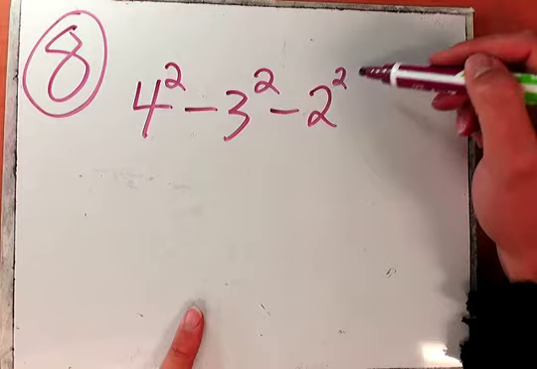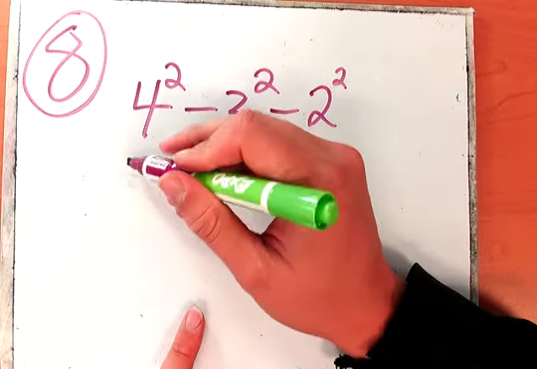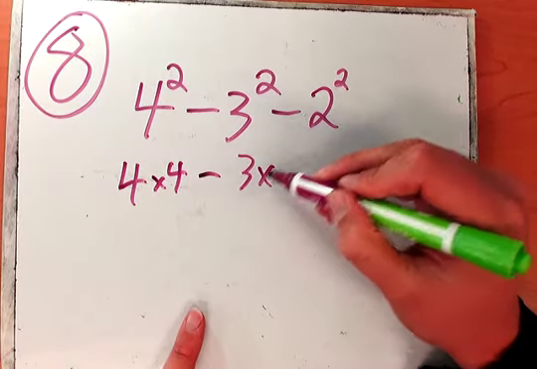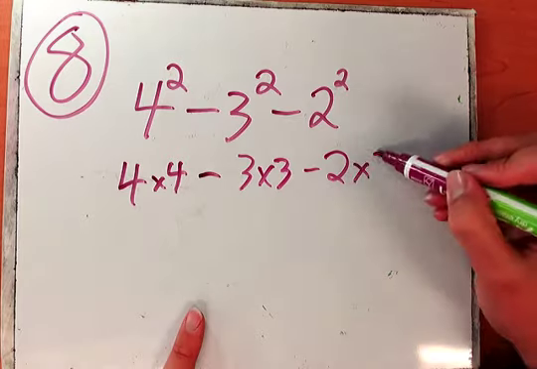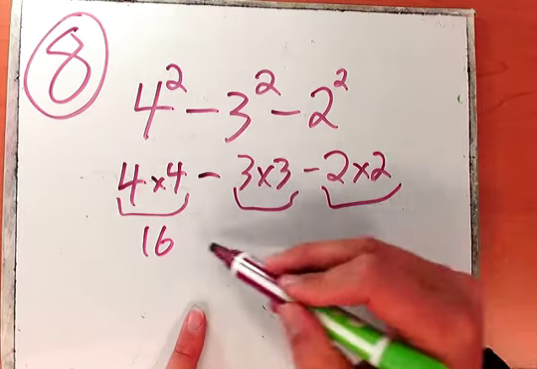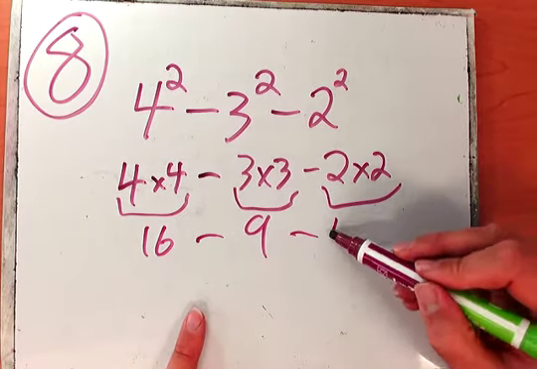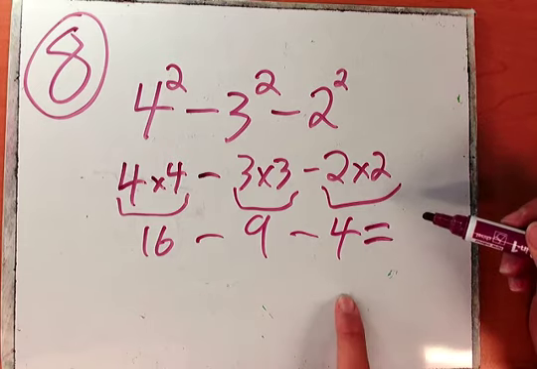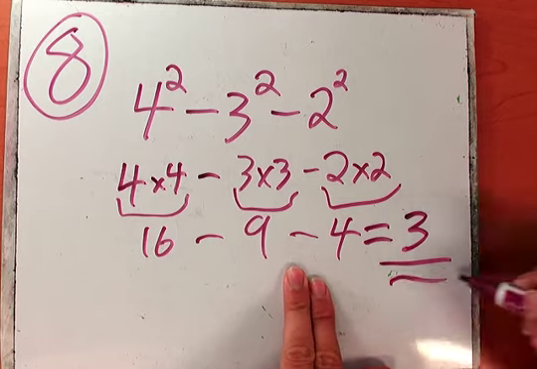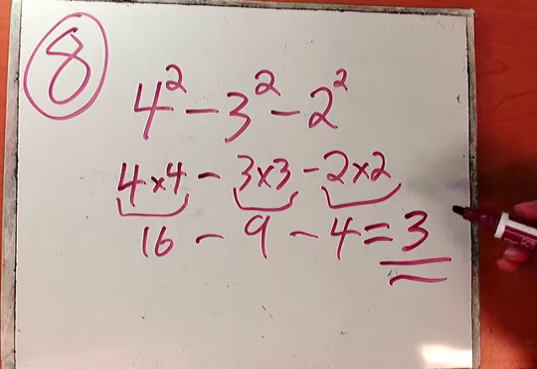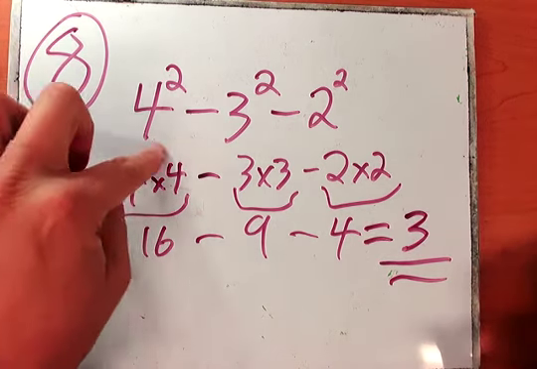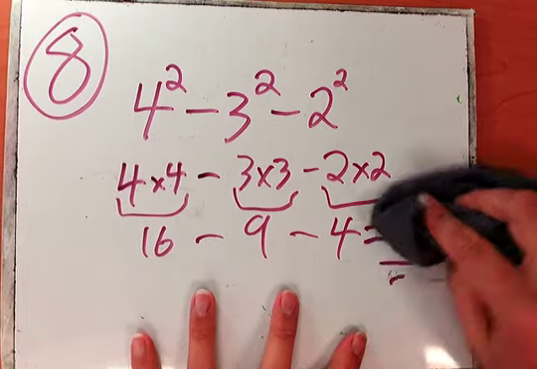4 squared, 3 squared, 2 squared. This is just how many times you multiply it by itself. 4 times 4 minus 3 times 3 minus 2 times 2. Each of these chunks, we got 16 minus 9 minus 4. When you subtract those through, 16 minus 9 is 7, minus 4 is 3. The answer here is 3. To that question, don't forget it's not 4 times 2, it's 4 times 4. That's question 8.